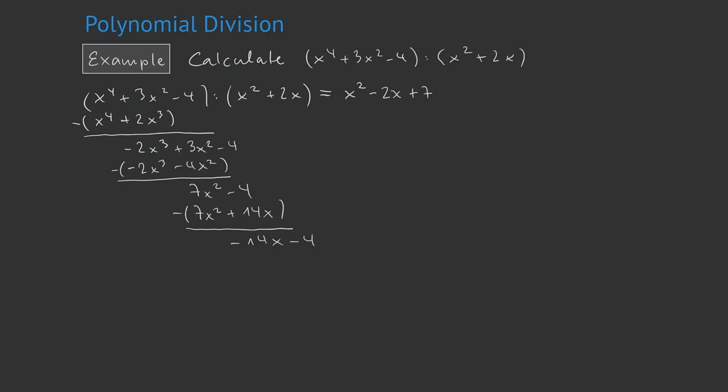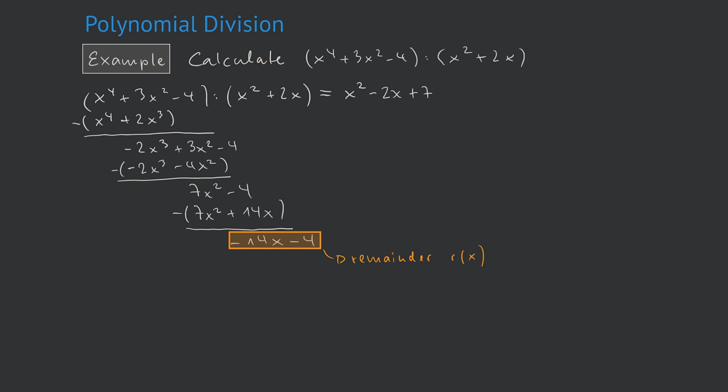Now at this stage we have to stop the procedure. We cannot proceed as we are used to, because if we proceed as we are used to, we have to check how many times does x squared fit into minus 14x. But the degree of minus 14x is 1, whereas the degree of x squared is 2. So that doesn't work out in the way we want to. We rather have to stop here and accept that this expression is the so-called remainder.